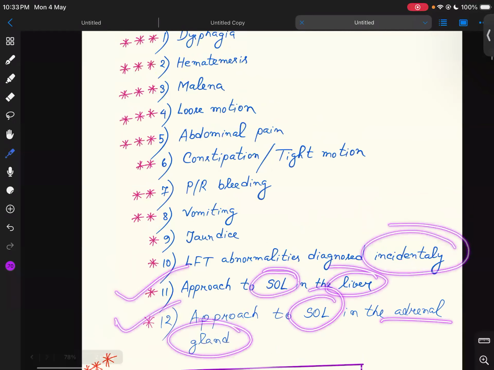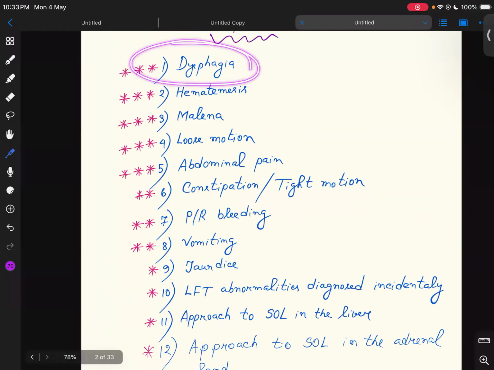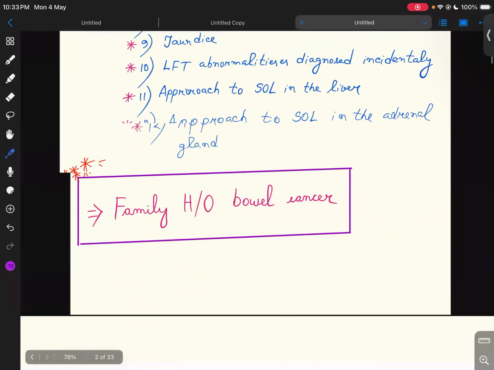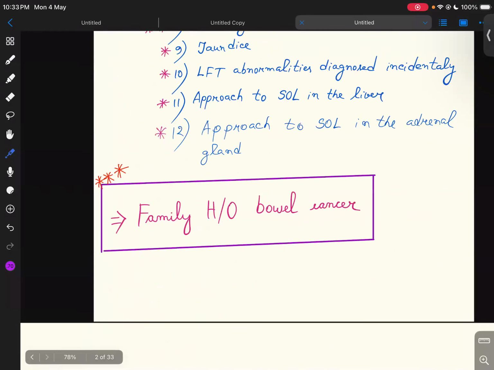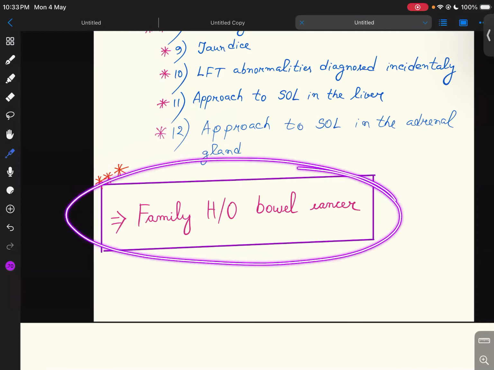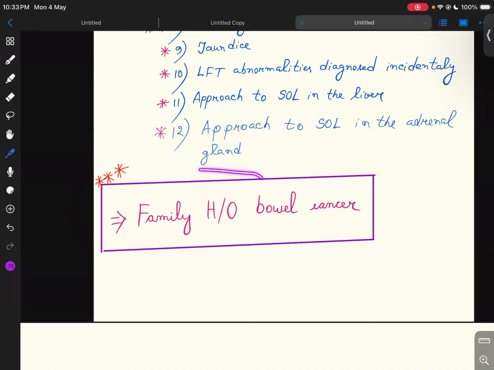So let's start with dysphagia first. Before starting dysphagia, let me tell you something important. For every GIT prompt, don't forget to ask this question in the family history: any family history of bowel cancer? Because if this comes positive, automatically in one of the differential diagnoses, bowel cancer will come. So this is the most important family history for all the GIT prompts.